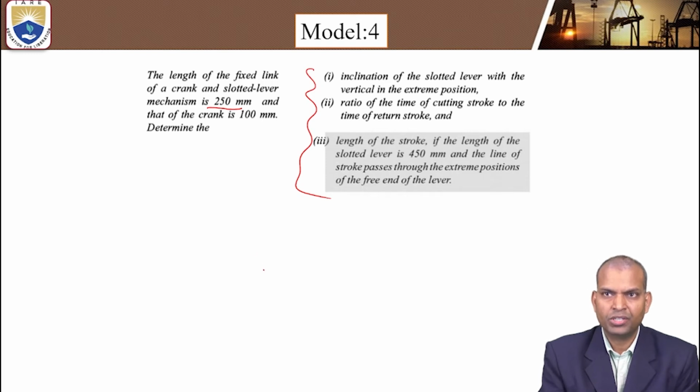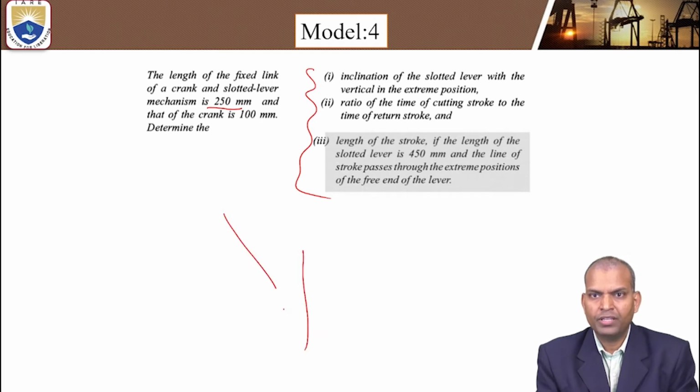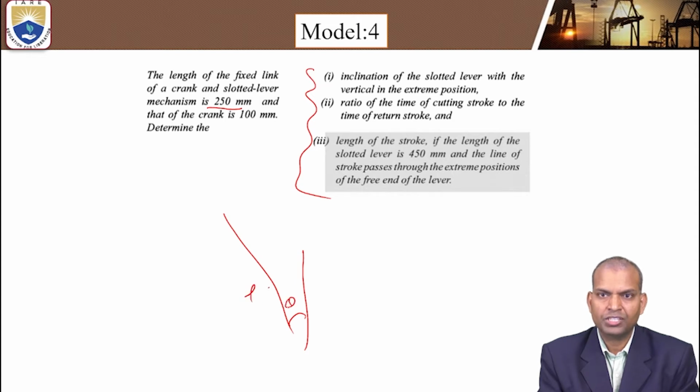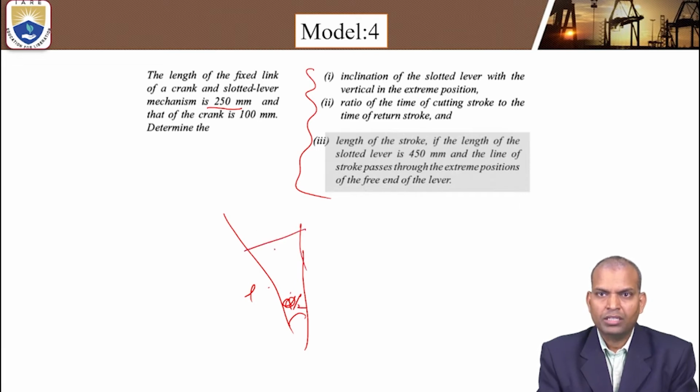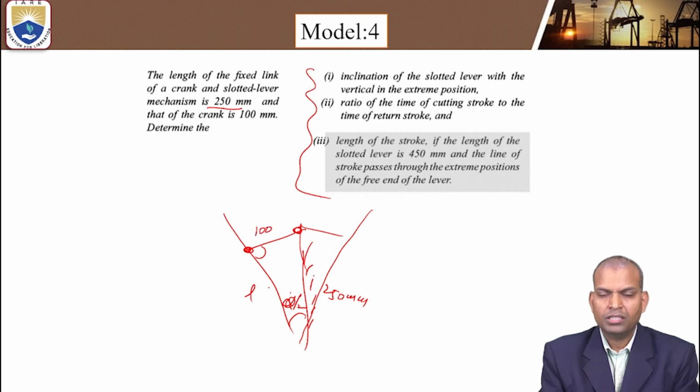Number one, the inclination of the slotted lever with the vertical. This is the slotted lever with the vertical. That inclination may be alpha by 2 or beta by 2, we'll see. Now, the length of the fixed link is given, that is 250 millimeter, and the crank position was given. Based on the notations, this is the crank, 100 millimeter. This is 250.